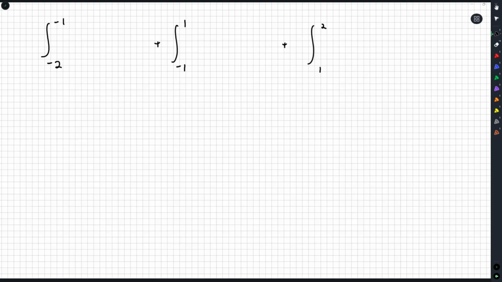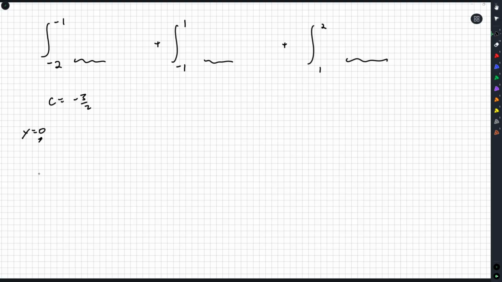That's all the areas. But for each of these, we've got to figure out which function is on top and which function is on bottom, because that's how we use our area formula. Area between two curves has got to be top function minus bottom function. So on each of these intervals, we're going to pick a test value. I think a good test value between minus 2 and minus 1 would be something like minus 3/2. And we plug it into each of our curves.